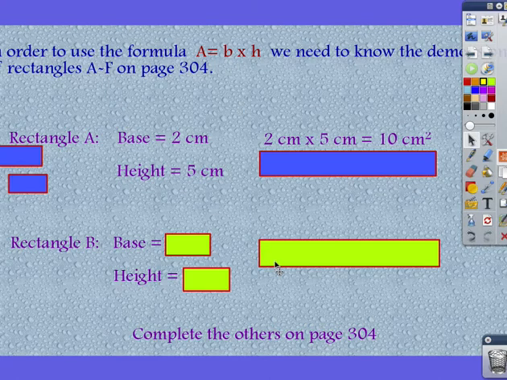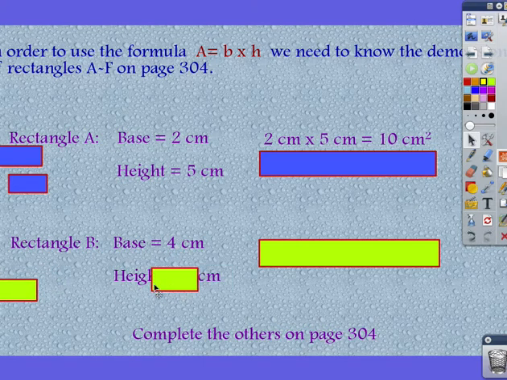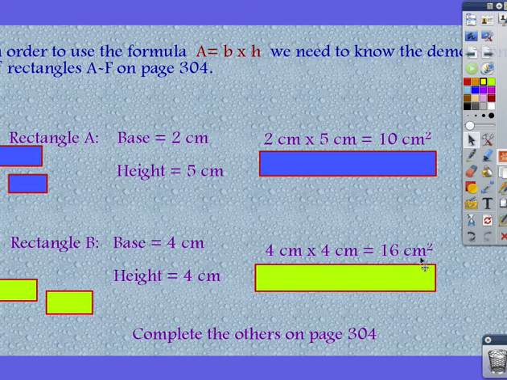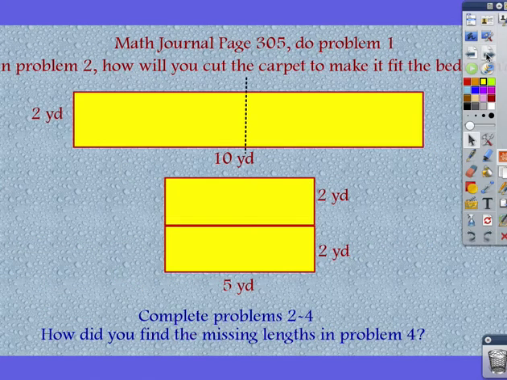Looking at here, our base, we could say, is 4 centimeters, and the height of it maybe is 4 centimeters. Obviously, these are not accurate by any means. So multiplying our base times height, 4 times 4, to get 16. Notice that it is centimeters squared, because we are measuring in centimeters, and we always use squared for area. Very important, something maybe you want to include in your notes.